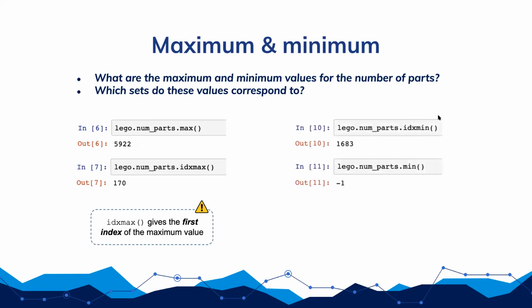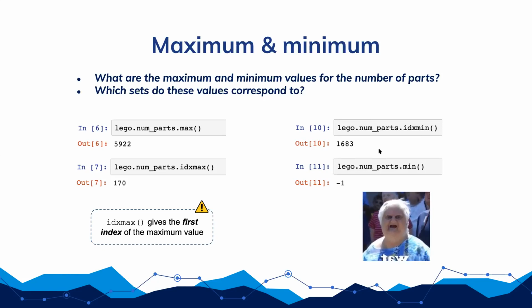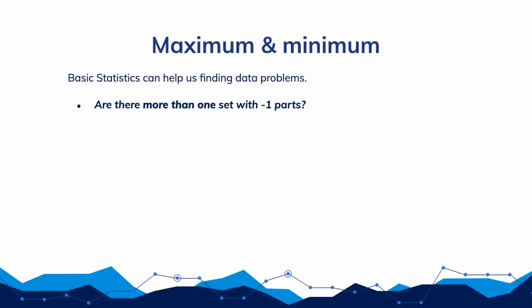But you can also do the same with the minimum. So let's do the other way around. Which is the first set which has the minimum number of parts? This is the one. And which number of parts does this correspond to? -1. Makes sense, right? -1 parts. So you can tell already that the minimum, or these basic statistics, are already telling you that something is wrong with your data set. And that's one of the reasons why statistics are so important. This allows you to find some data problems just with this simple thing.